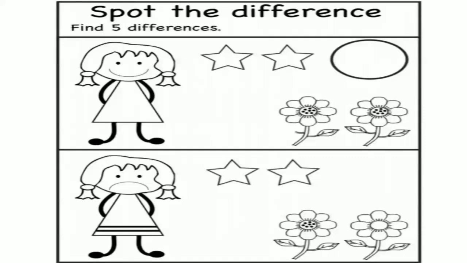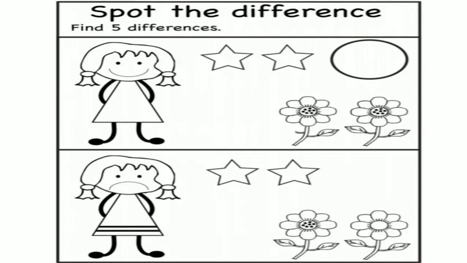So we can see here in the first picture, the girl is smiling. And in the next picture, what we can see? A girl is very sad. So this is the first difference we have spotted out. Now let's see the second difference. You can see in the first picture, the dress of the girl is very simple and there are no lines on the dress. But in the next picture, you can see that there are some two lines on the dress of the girl. So this was the second difference.